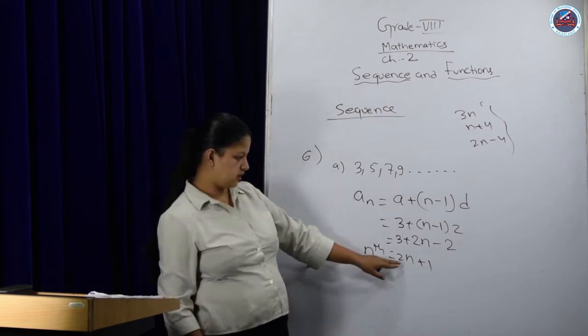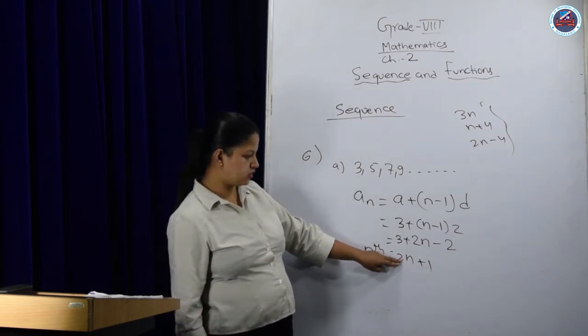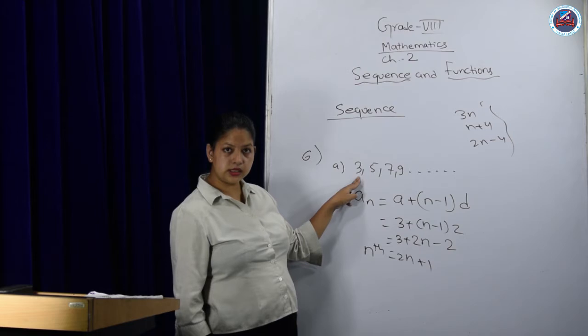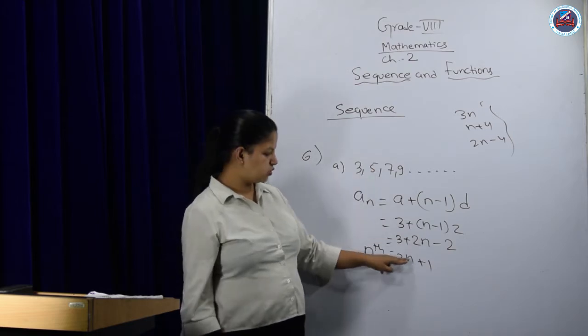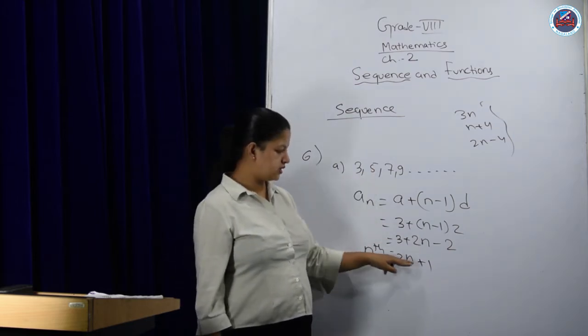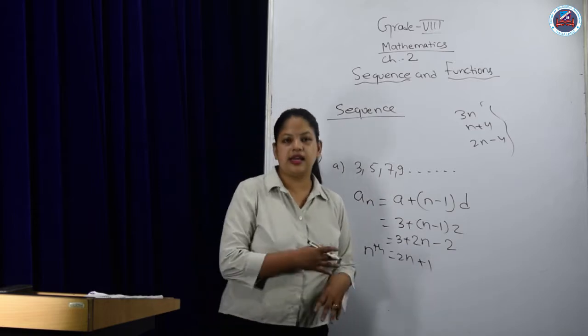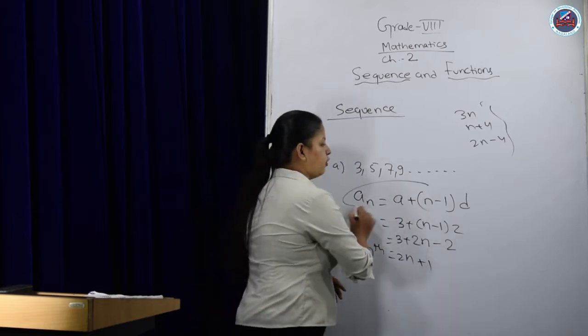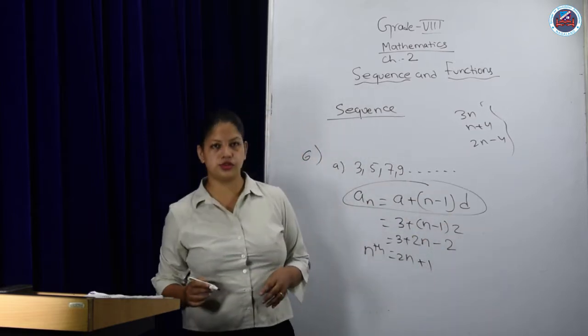Now if you check, the first term: n is 1, 1 into 2 plus 1, 3. Correct. Second term: 2 into 2, 4 plus 1, 5. Correct. 3 into 2, 6 plus 1, 7. Correct. Like that, please use this same formula and work it out for all the questions.